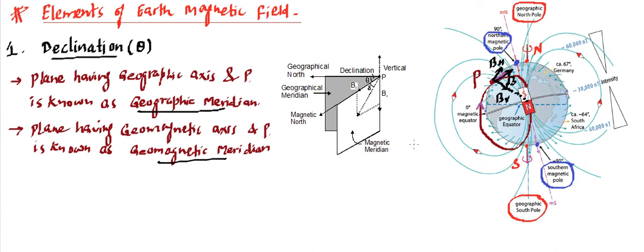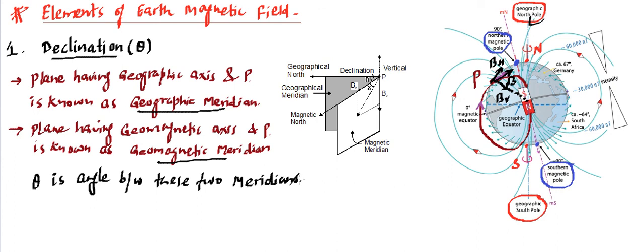Whenever there are two planes, they can either be parallel or intersecting. These two planes that you are going to draw over here are not going to be parallel because they are containing this particular point P. Since they contain this particular point P, they will be intersecting each other. So whatever the angle these two planes are making, that angle is known as declination. So we can say theta, that is declination, is the angle between these two meridians.